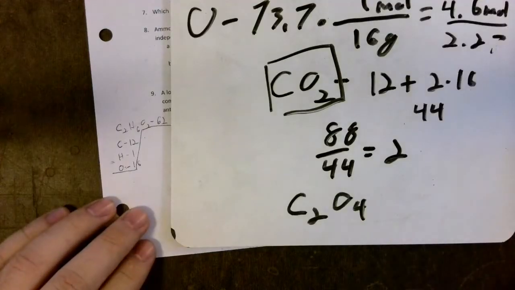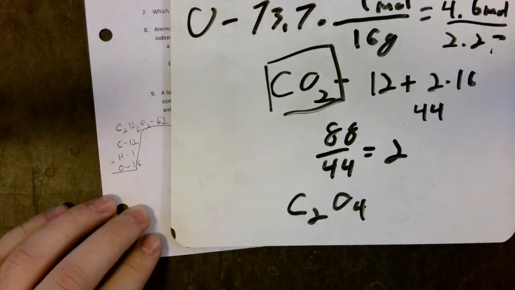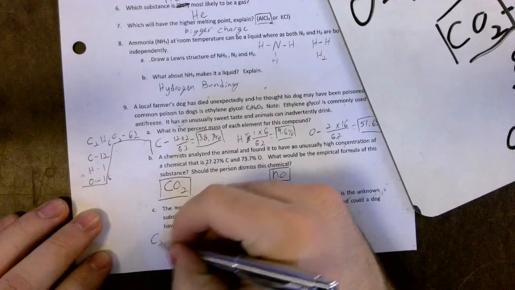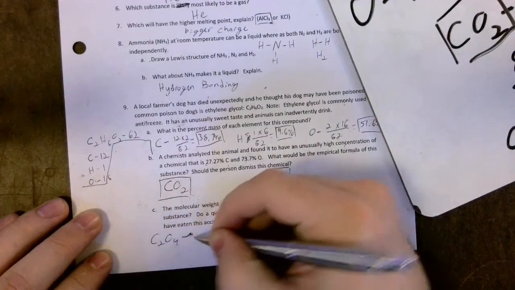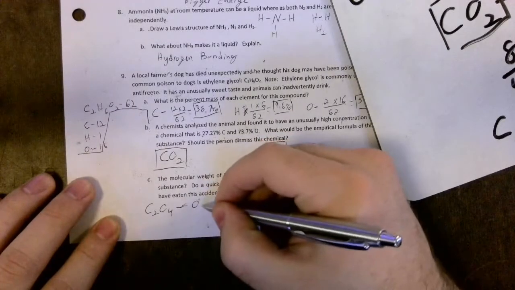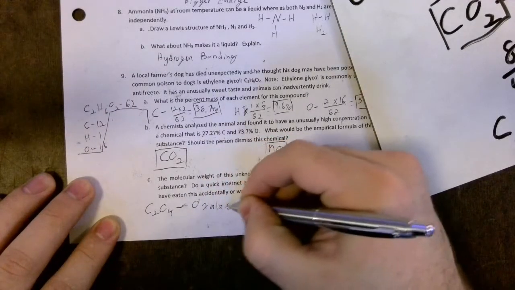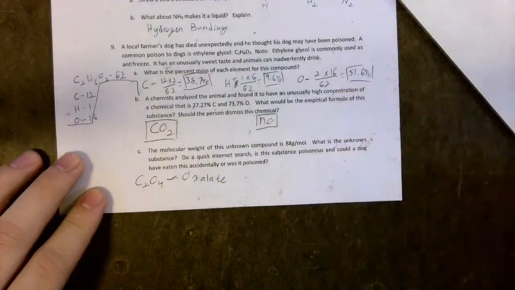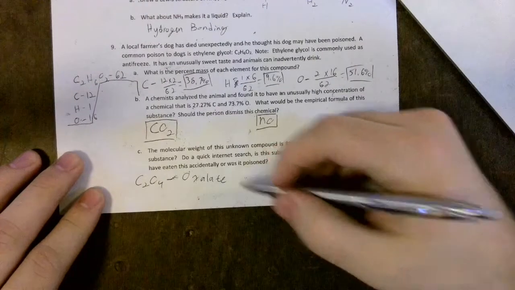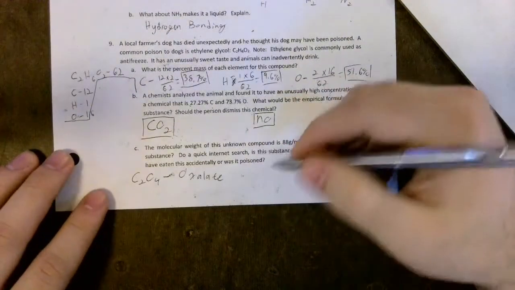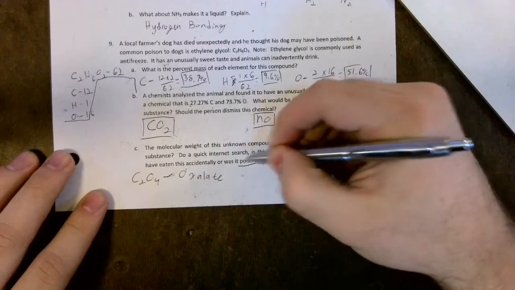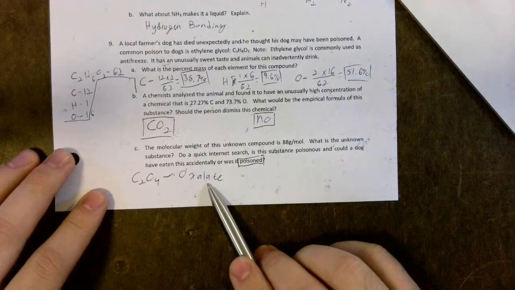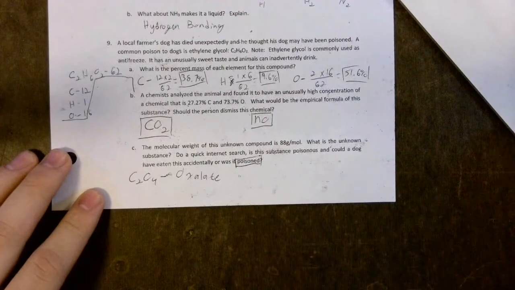So a quick internet search should tell you that this C2O4 is oxalate. Oxalate can be poisonous if it is consumed in high quantities. Likely, it was poisoned. It's very difficult to consume too much oxalate normally.